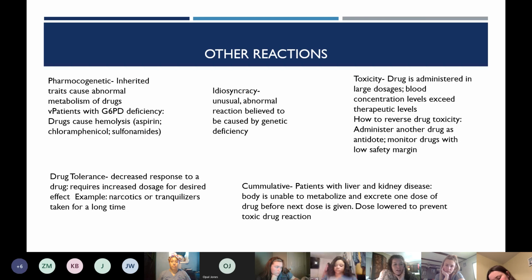That's when their body is unable to fully metabolize and excrete one dose of the drug before the next dose is given, even though the half-life of that drug allowed for it to be given at that time frame. Their body wasn't quite ready for it. Does that make sense to y'all?